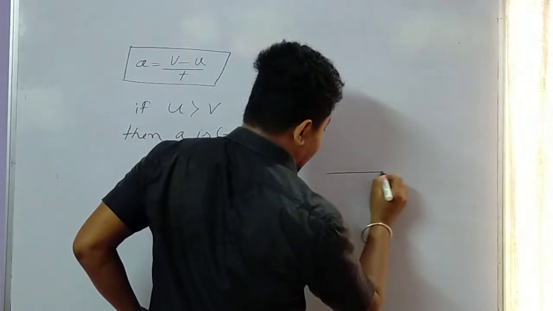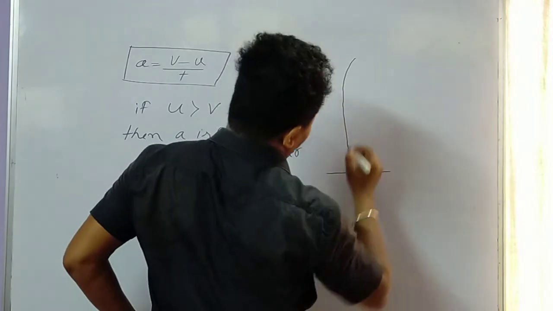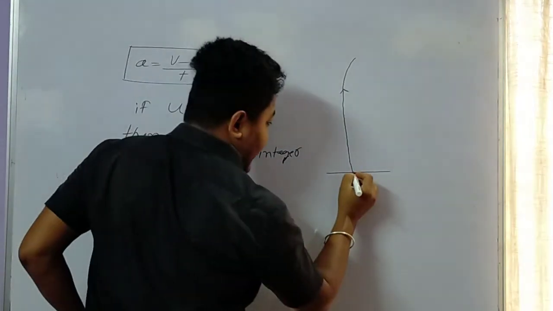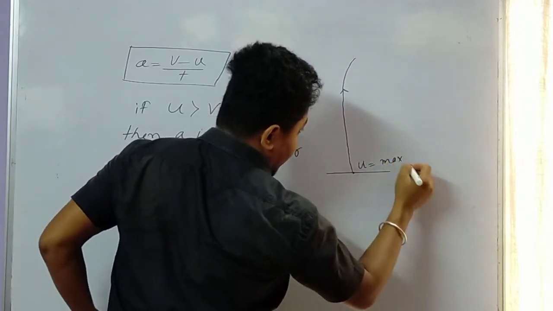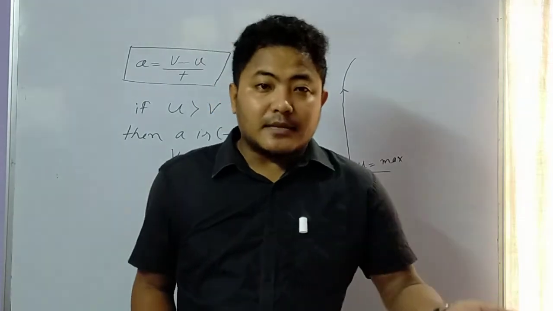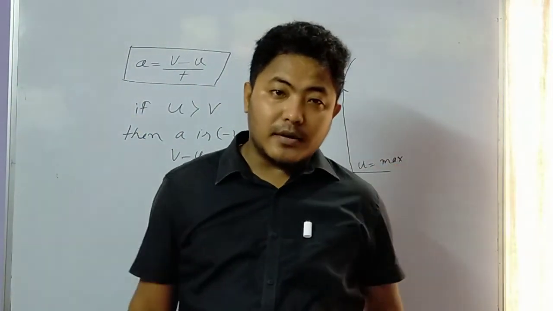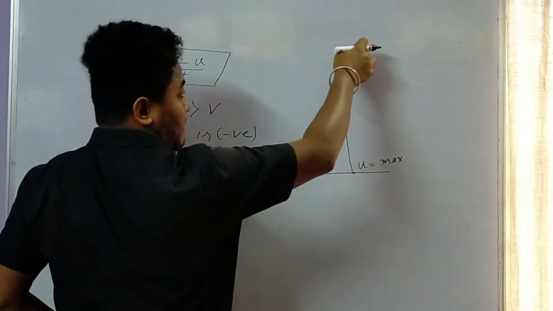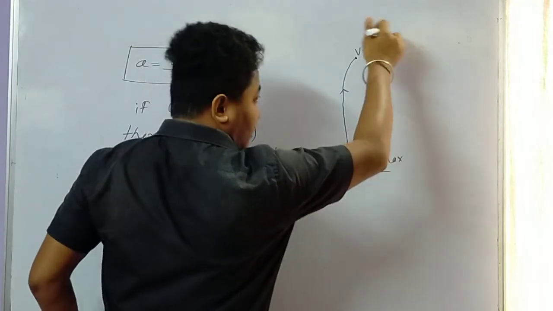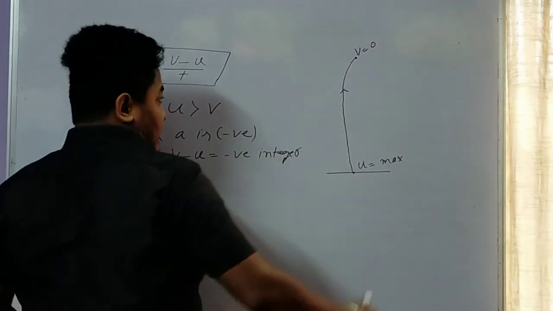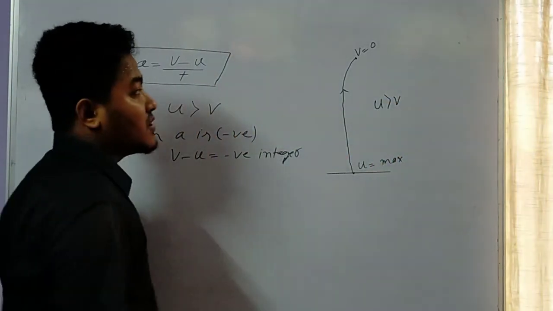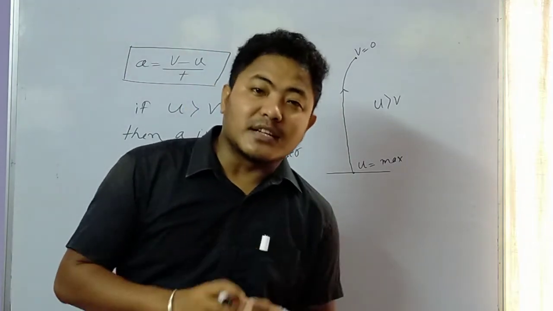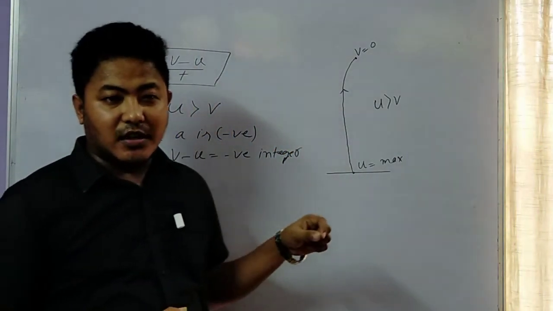If you take an example of it, what will happen? Suppose you are throwing a body upward from the ground. At the beginning of the projection, the velocity will be maximum. But as it goes up, at the top the final velocity will be 0, hence the body will fall down. That means u is greater than v. Initial velocity is greater than final velocity. That means you will feel retardation, or deacceleration. That is how we can define negative acceleration and positive acceleration.